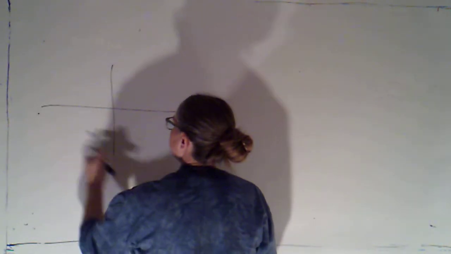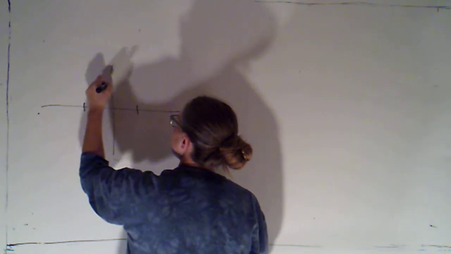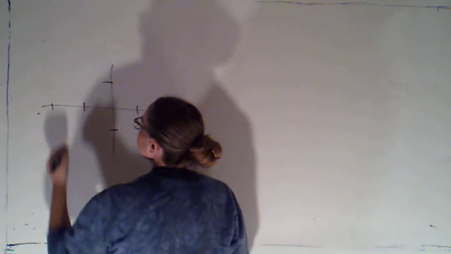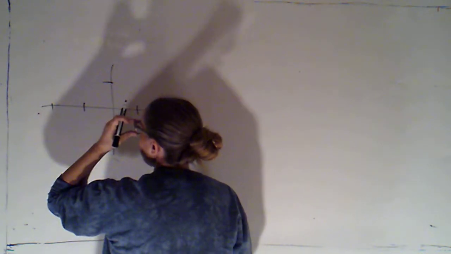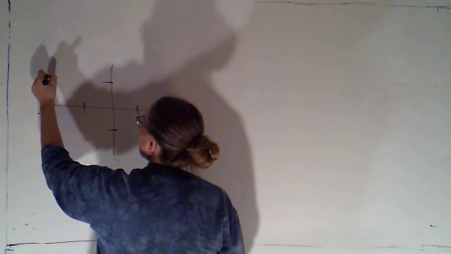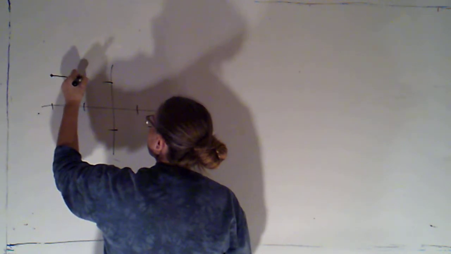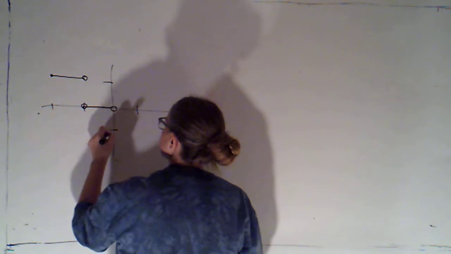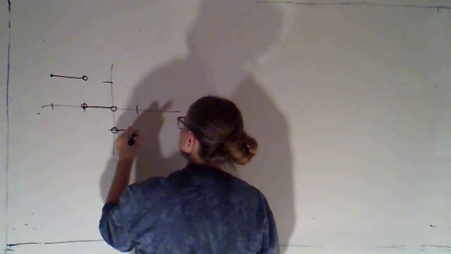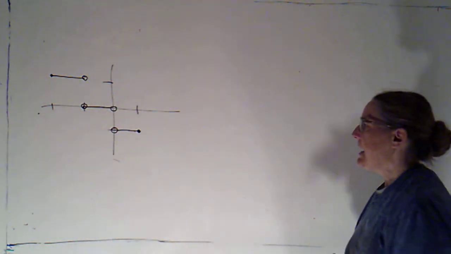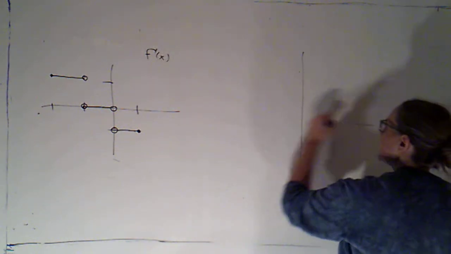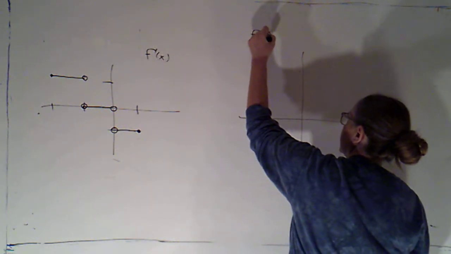I'm going to give us a function f prime. Again, my tick marks are 1 unit apart. And let's say we've got something like so. So I'm going to give us a step function here for the derivative, okay? And I'm going to tell us this is f prime of x. And I want to sketch f of x, okay?